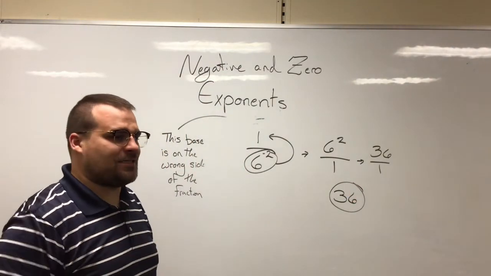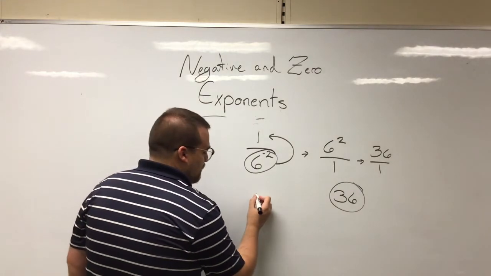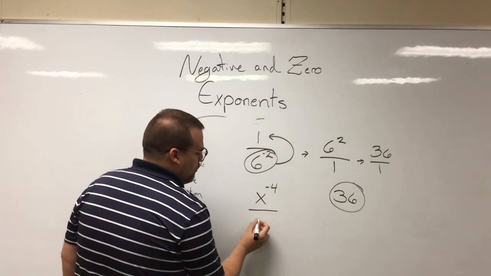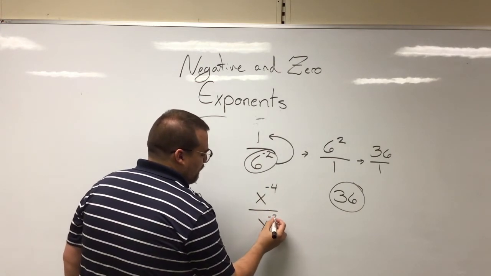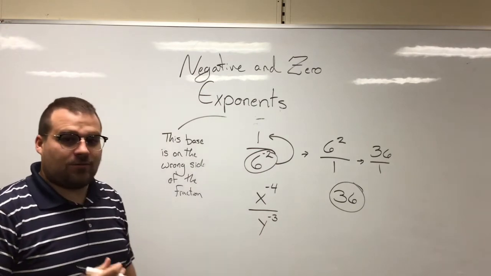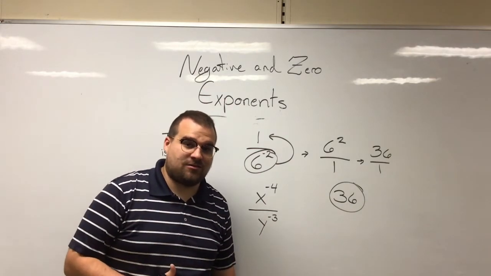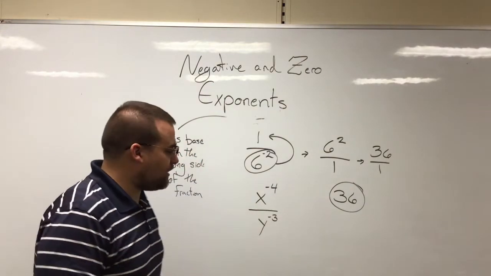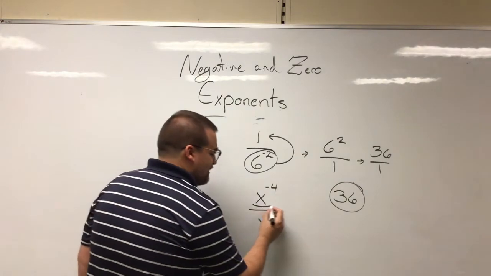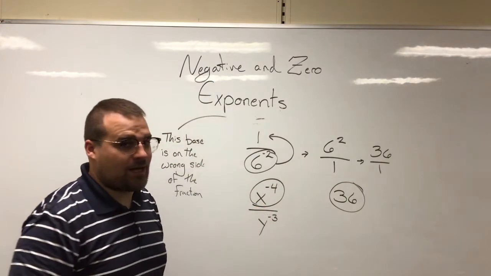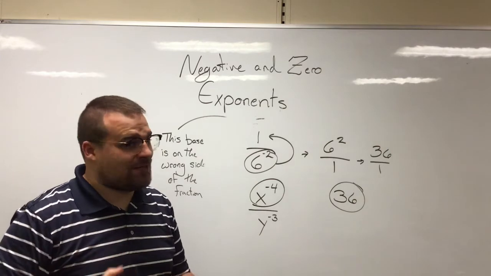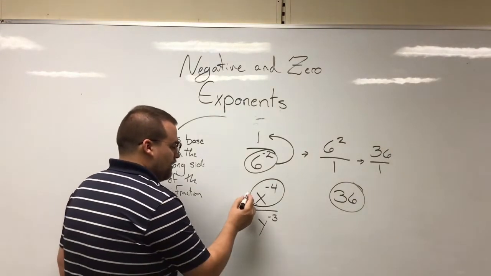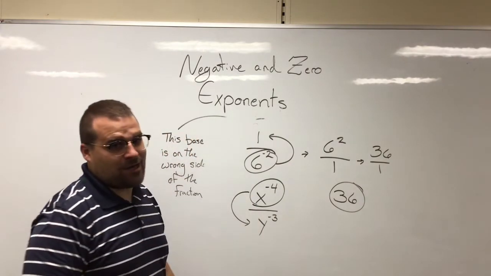We're going to do one last example here, and that's going to be x to the negative 4th over y to the negative 3rd. We have variables in this case, and these variables have negative exponents. So we recognize this x to the negative 4th is in the wrong spot. It's negative. It's not feeling good being where it's at. It needs to be positive. It's got to move. It's destined to be down there.